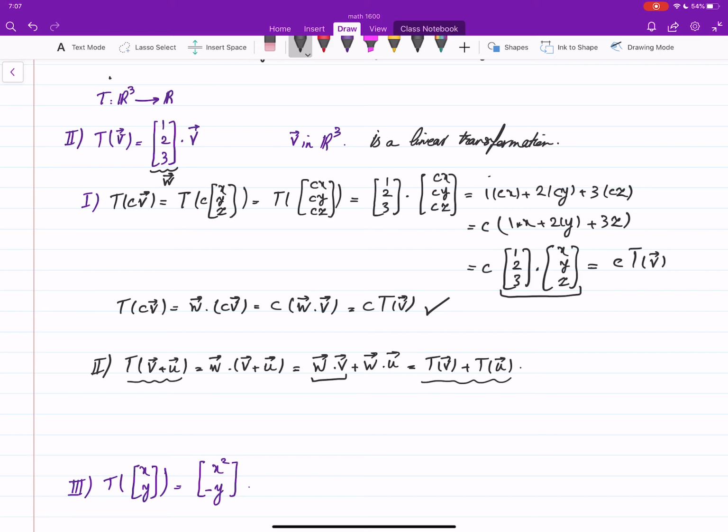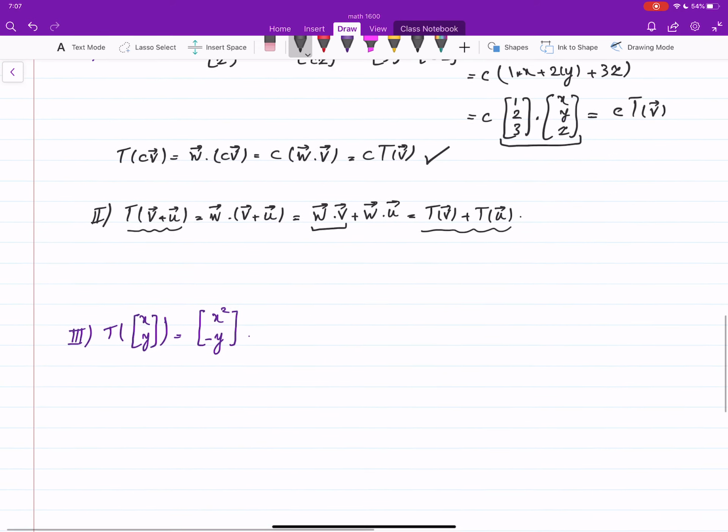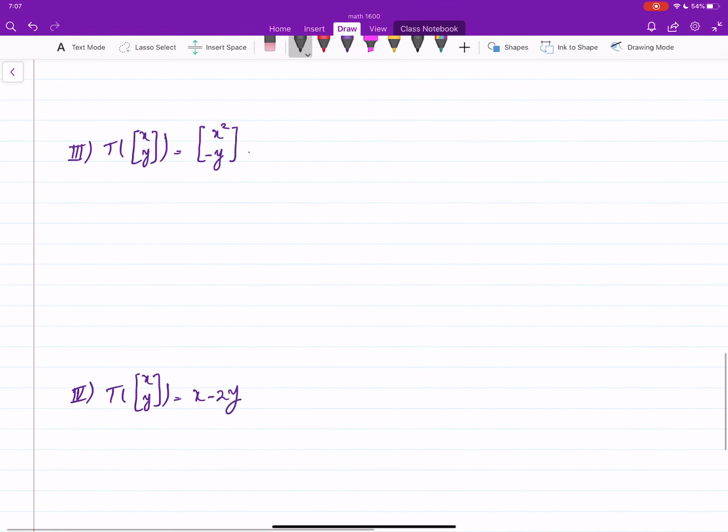We have to check both conditions, and that gives us what we have. Let's check this other one. Here we go from R2 to R2, and we have to check the first one. Sure, the first one is a good one.